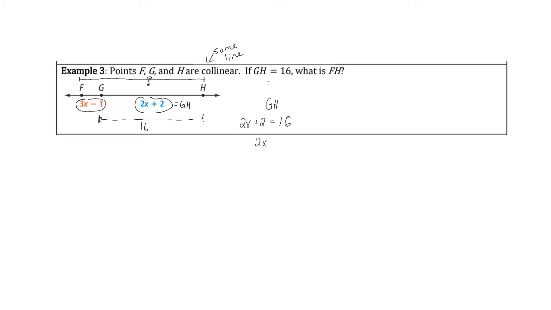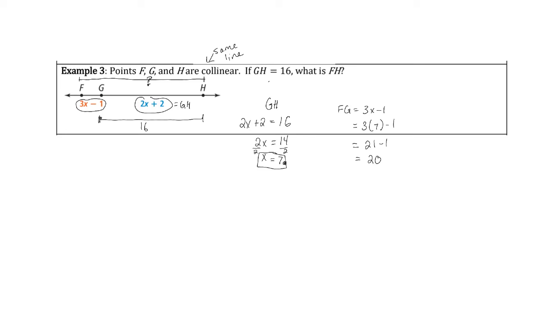So we get 2x, we subtract the 2 to the other side, and we get 14. Then we divide both sides by 2. So x equals 7. Now, because x equals 7, we know FG is equal to 3x minus 1. We can figure out the length of FG. All we have to do is substitute this 7 in for x. So 3 times 7 minus 1. 3 times 7 is 21 minus 1. So FG equals 20.